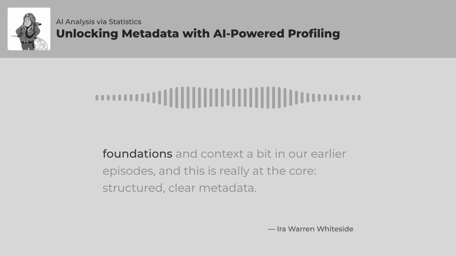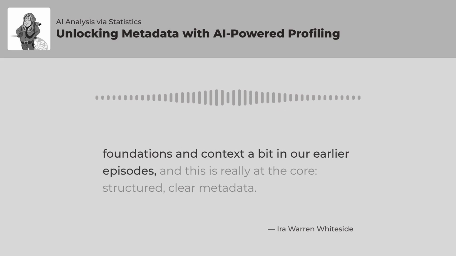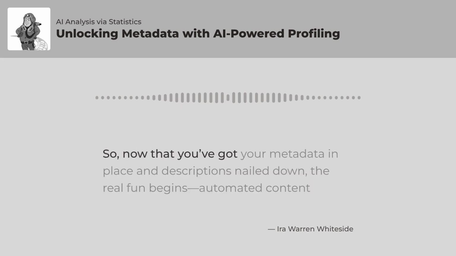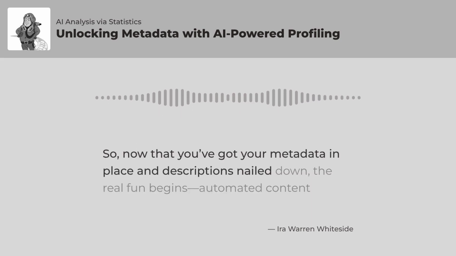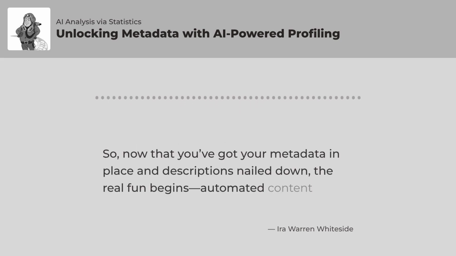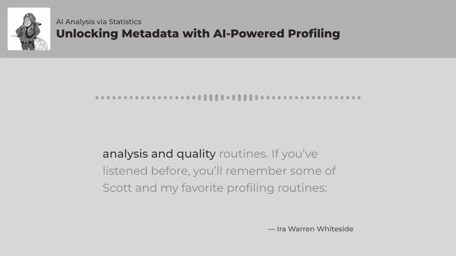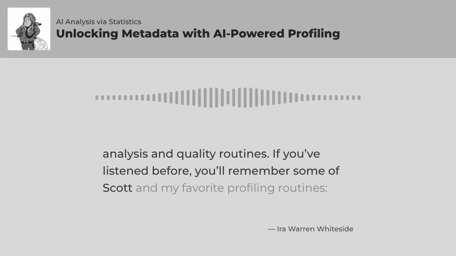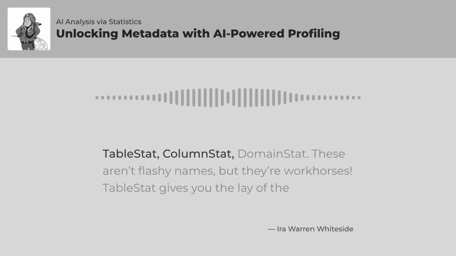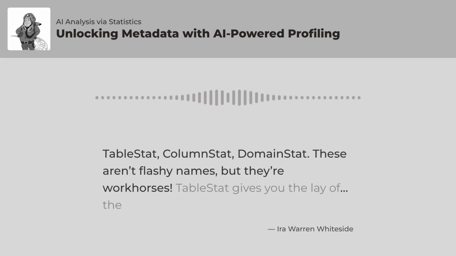We talked about foundations and context a bit in our earlier episodes, and this is really at the core: structured, clear metadata. So now that you've got your metadata in place and descriptions nailed down, the real fun begins: automated content analysis and quality routines. If you've listened before, you'll remember some of Scott and my favorite profiling routines: table stat, column stat, domain stat. These aren't flashy names, but they're workhorses.